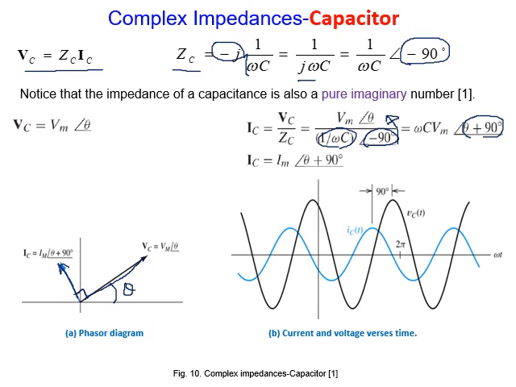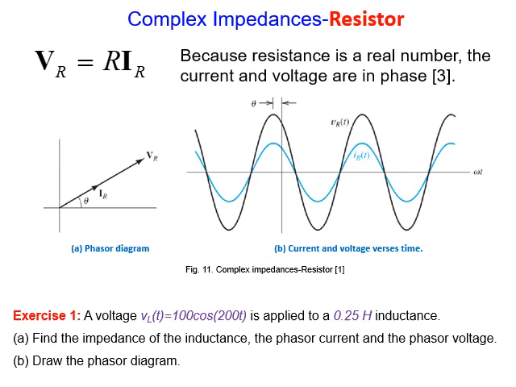What does this tell me? Let's compare with inductance. In inductance, current lags the voltage by 90. But in capacitance, current leads the voltage by 90. What about resistance? The same as DC, the same in AC, which is Ohm's law. Current and voltage, both of them are in phase. There is no phase shift between them. They are in the same phase and have the same shape. You see, this is the voltage and this is the current, the same shape, the same phase. They started together at this point, they ended together at this point.